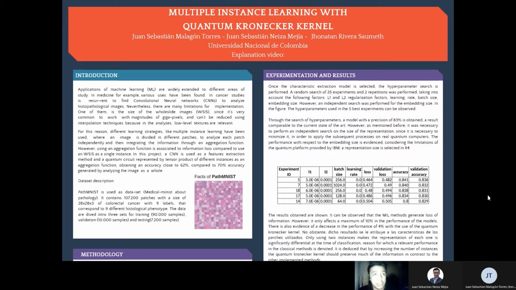For this project, we use the pathology section of the MedMNIST. The set corresponds to images of colorectal cancer classified into 9 different phenotypes. The data is divided into training, validation, and testing sets of sizes 90,000, 10,000, and 7,000 respectively.